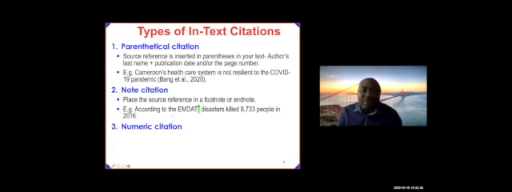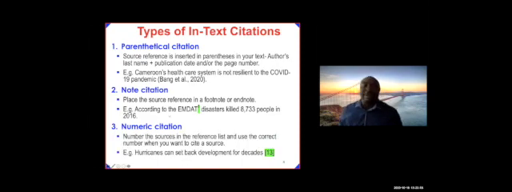And the last one is the numeric citation, where you use numbers in the in-text or in the main text, and then the reference list, those numbers now indicate the references that refer to the numbers within the text, which is produced in a systematic order. So for instance, hurricanes can set back development for decades, and then you see 18. When you go to the reference list now, you see this reference. Now they're on number 13.